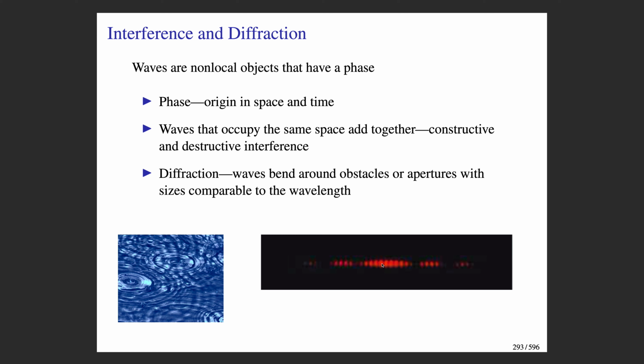You have bands where the light coming from the two holes in the screen reinforce one another, and then you'll have these dark patches where the amplitudes cancel out. So this is due to the diffraction of light in this example, and it's a characteristic of the wave-like nature of electromagnetic waves.